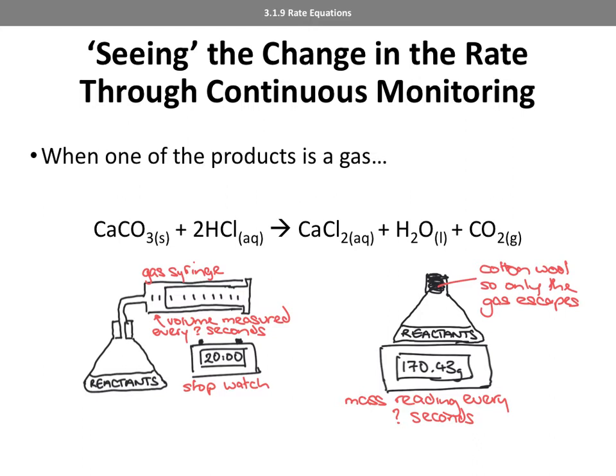And so what we can measure as the mass changes is the mass of the carbon dioxide that's lost during the course of the reaction. So that's another way to continuously monitor, to continuously collect data during the course of a reaction if one of the products is a gas.